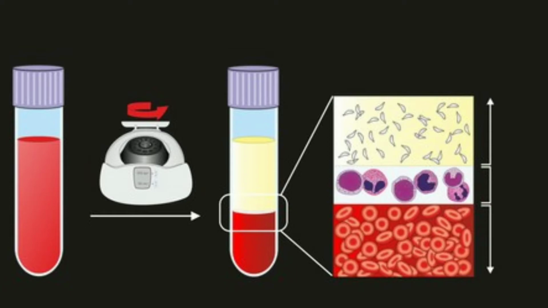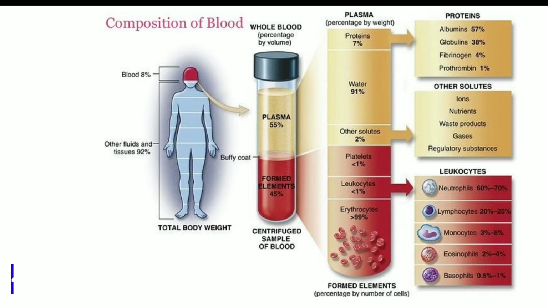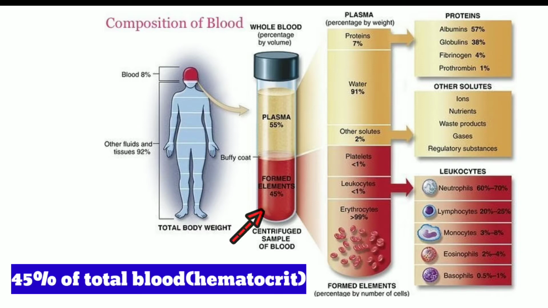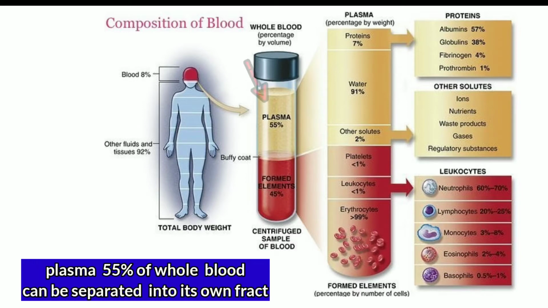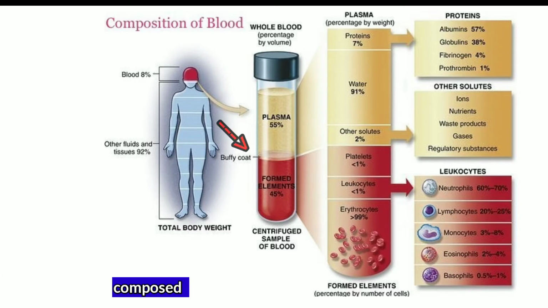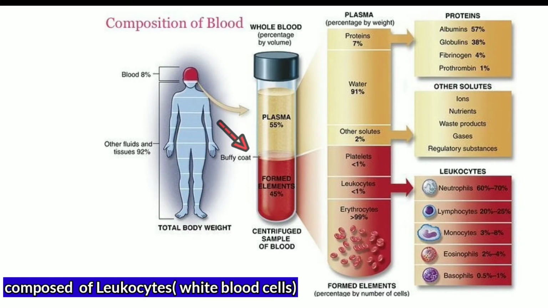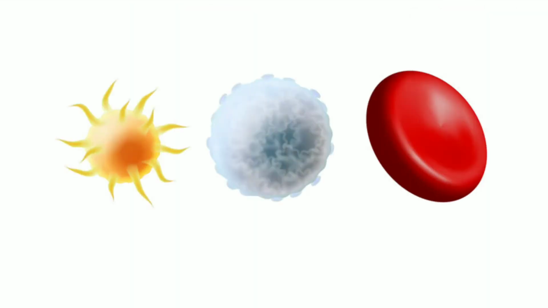As the blood is separated, the heavier red cells sink to the bottom of the centrifuge tube, which is 45% of our total blood. We also call this hematocrit. A clear solution of our blood plasma in the upper phase, which can be separated into its own fractions, makes about 55% of our total blood. The buffy coat, which is a thin layer of leukocytes, also known as white blood cells, mixed with the platelets, also referred to as thrombocytes, in the middle, makes up less than 1% of our total blood. Platelets, white blood cells, and red blood cells are all collectively referred to as formed elements.